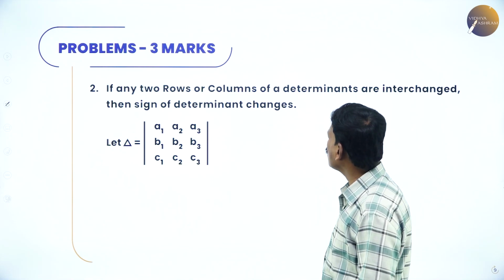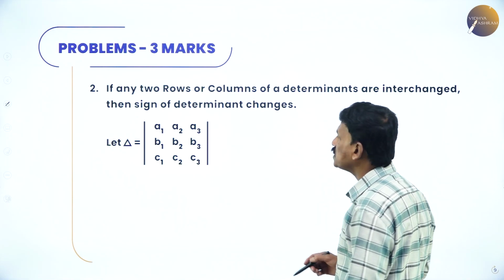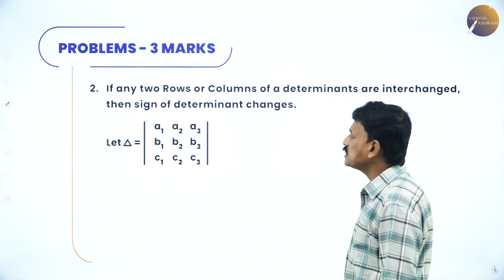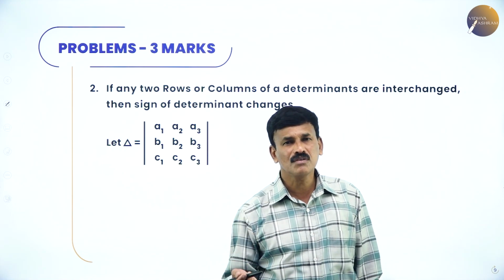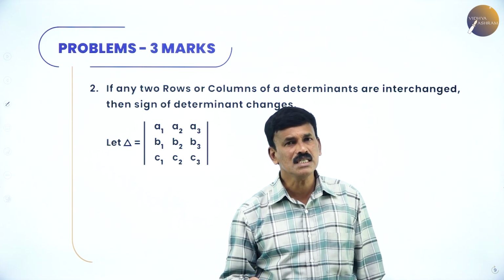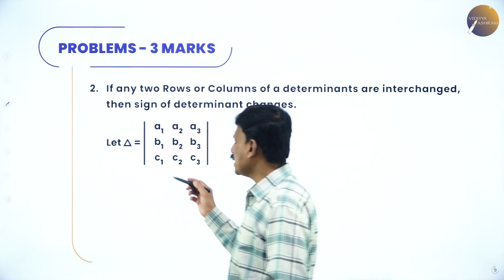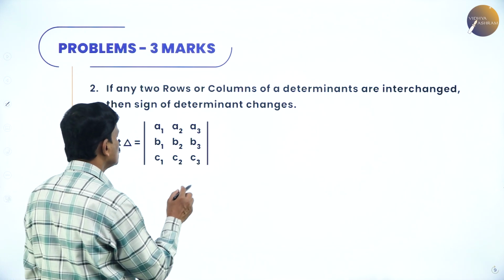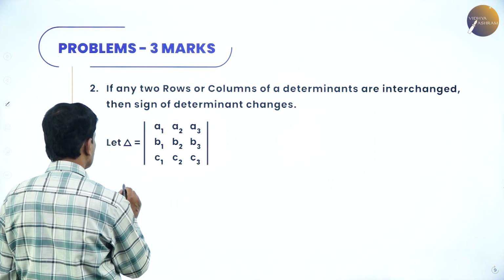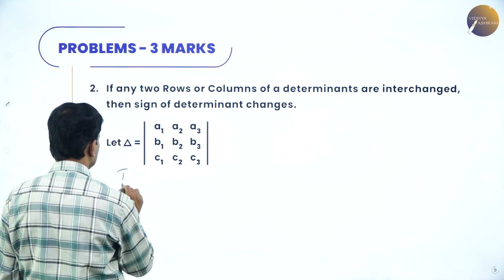If any two rows or columns of a determinant are interchanged, then the sign of the determinant changes. So, if you interchange any two rows or two columns, then the value of the determinant changes in its sign. Let us consider delta is equal to A1, A2, A3, B1, B2, B3, C1, C2, C3. Now, interchanging the rows.